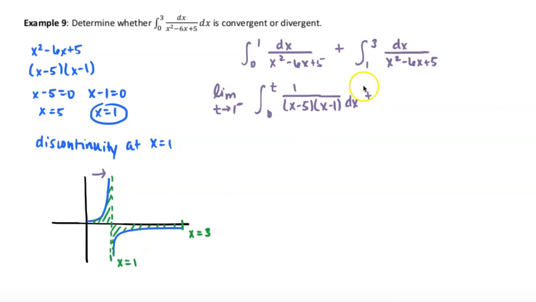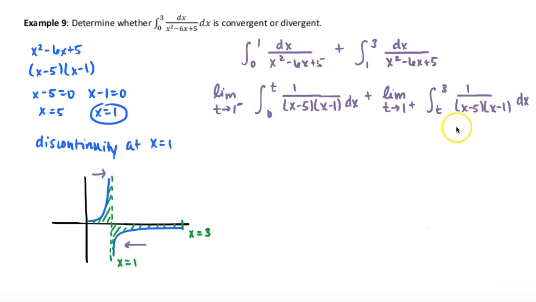Same idea as we go from 1 to 3. Now in this region under the curve, I'm worried about what happens as t approaches 1 from the right. And so this is going to be my limit as t approaches 1 from the right, from t to 3. Again, replacing that 1 with a t. And I'm again going to write this integrand as 1 over x minus 5, x minus 1 dx.